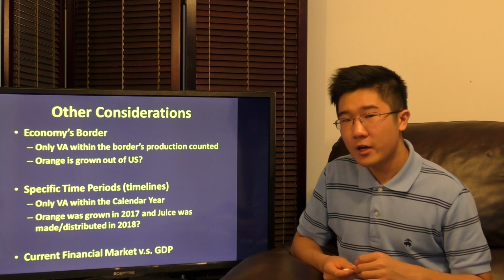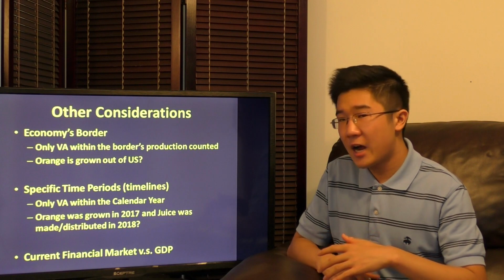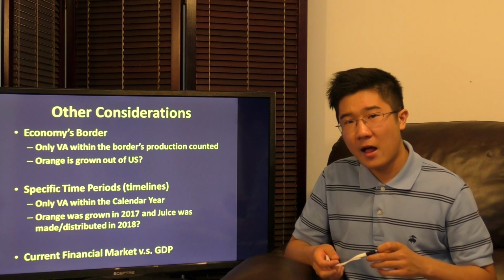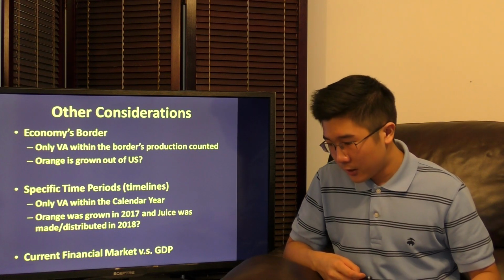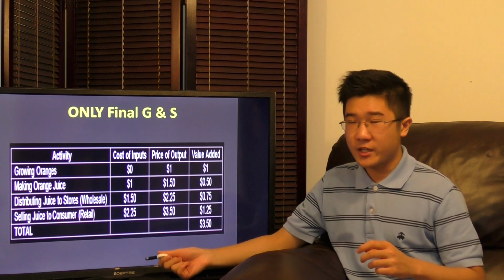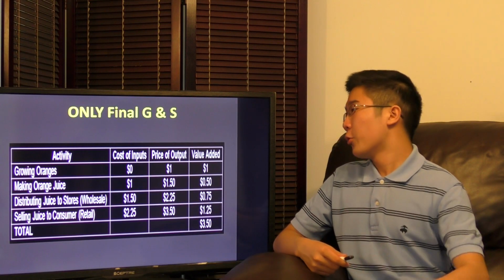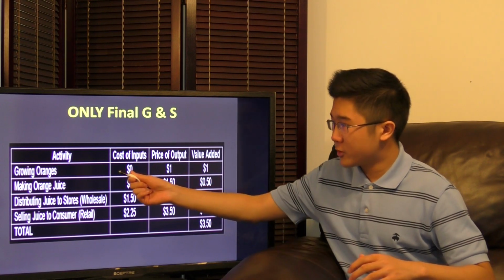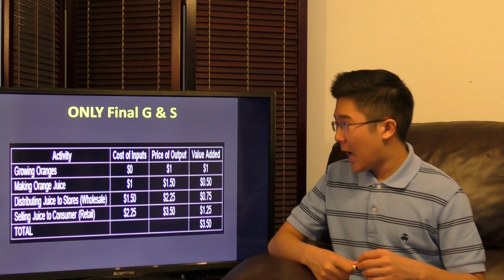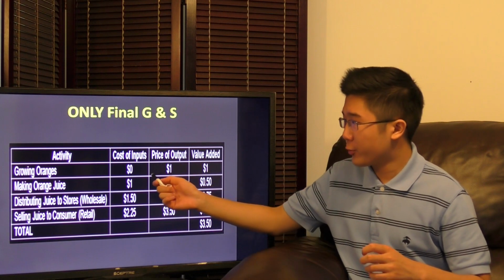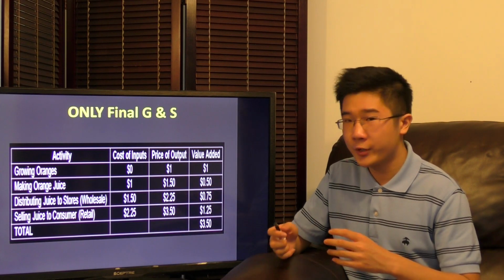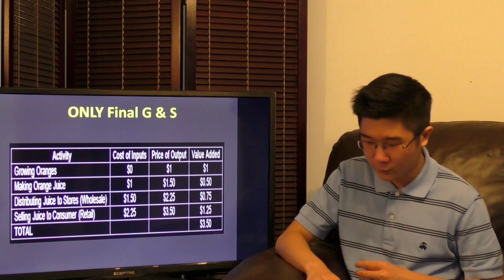Secondly, we also have to mention that GDP is usually counted toward a specific year, a specific timeline. So we only look at the value added within a calendar year. For instance, if the orange was grown in 2017, but the making of the orange juice was done in 2018, then the 2017 GDP will only include the value added of growing that orange, because that was the only step that happened in 2017. However, 2018 GDP will not include it, but will include the rest of the orange juice making, because those steps occurred in 2018 and only count towards 2018's GDP value.